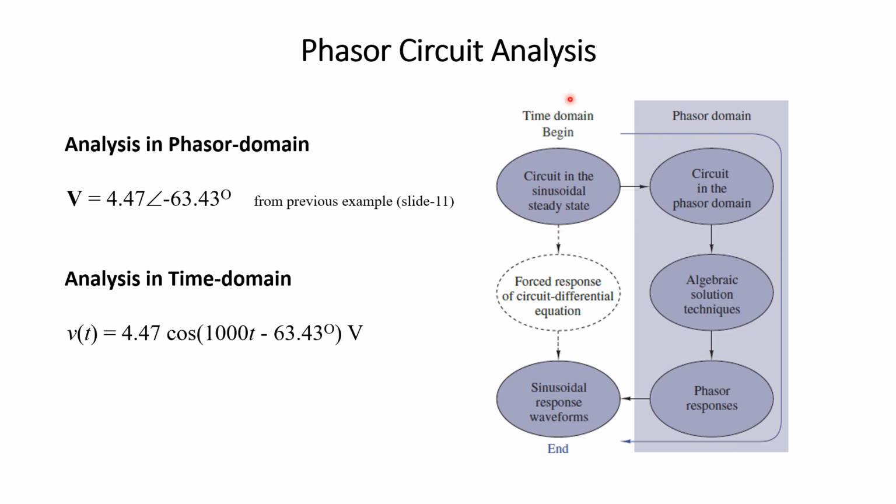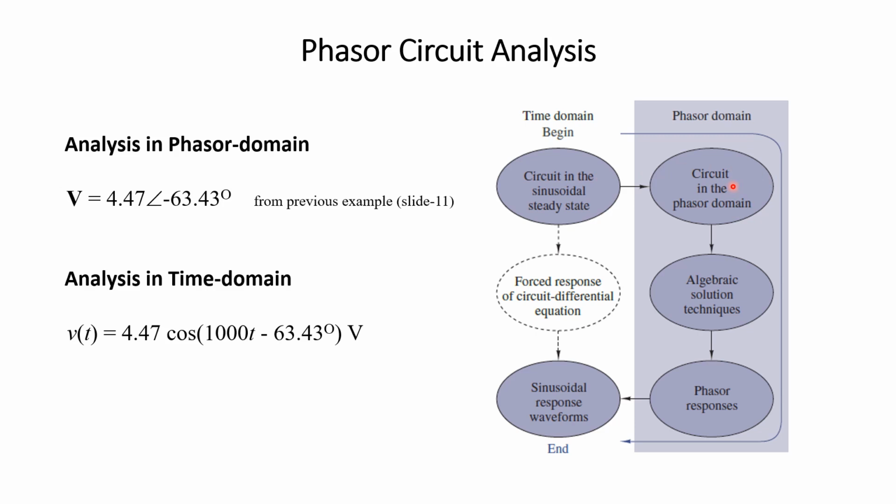If we proceed in time domain, we have a circuit in the sinusoidal steady state, and we write differential equations. We find the forced response of the differential equation, and then we find the sinusoidal response and the waveforms. In phasor form, we have the circuit. Knowing the frequency and knowing the capacitance, resistance and inductance in the circuit, we represent the circuit in phasor domain: inductor as j omega L, capacitor as 1 over j omega C, and resistance as such, R.